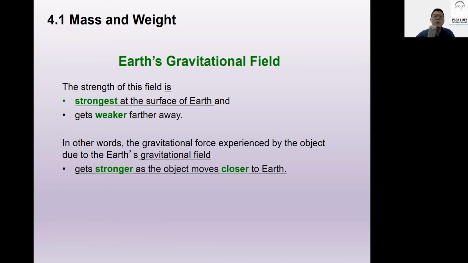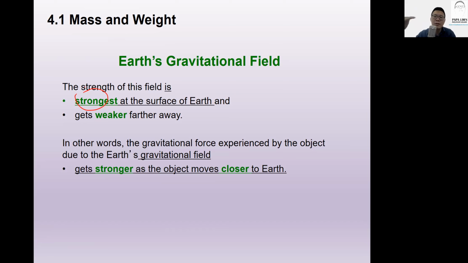The gravitational field strength is strongest at the surface of the earth, where the gravitational pull is loosely defined as 10 Newton per kg. The gravitational pull is strongest at the surface, and as I get further away, it gets weaker.